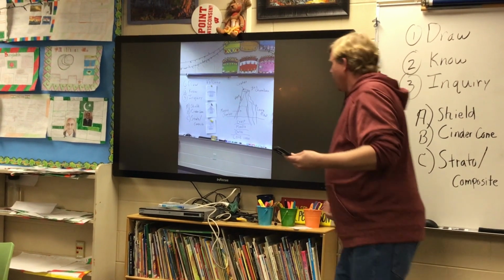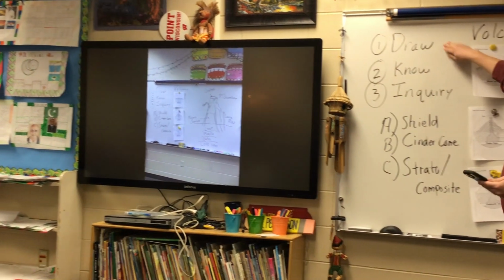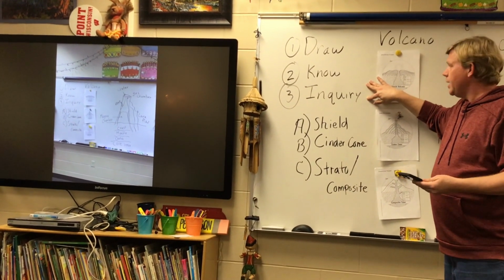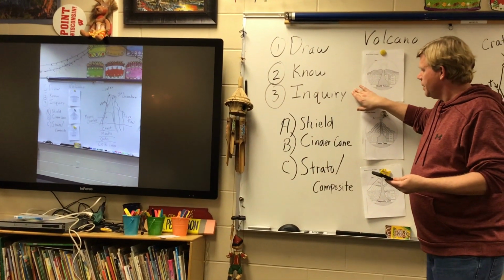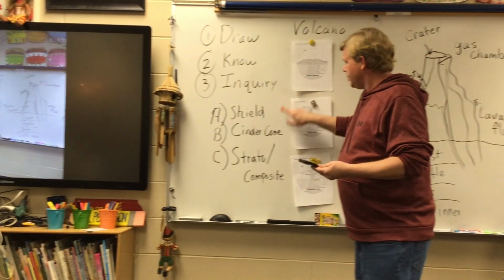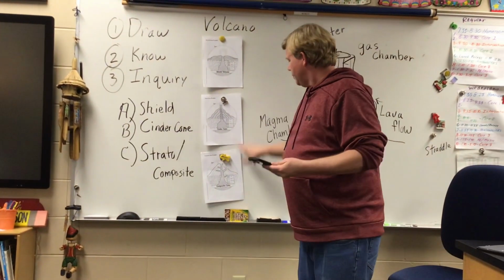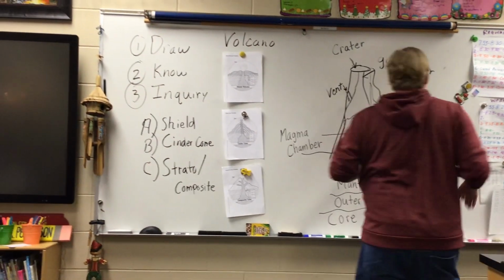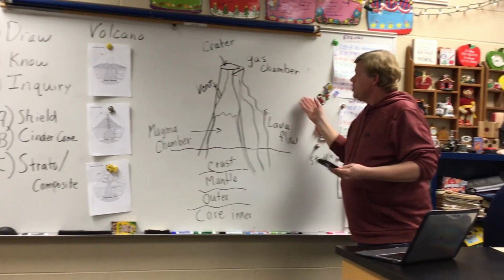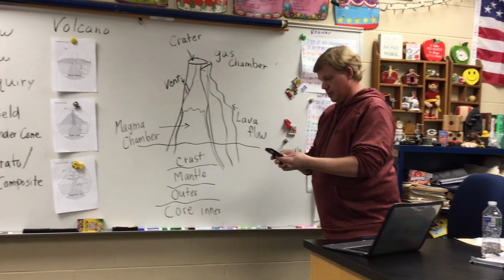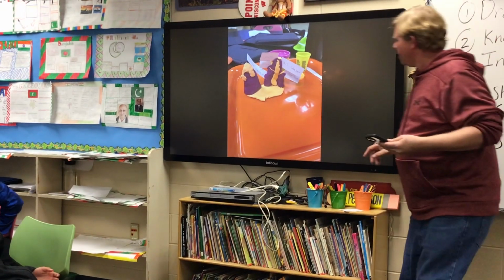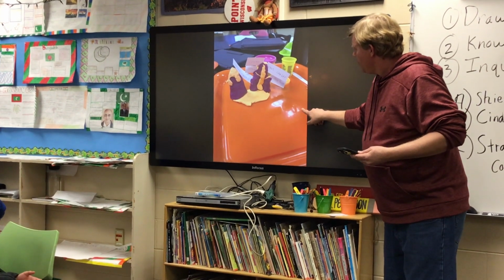On the front board, I have the students begin to draw what they know and some inquiry questions regarding the topic of volcanoes. So they have already done that. I have some other models of shield, cinder cone, and stratocomposite volcanoes for them. And then I just did a rough copy up here as they were doing their model to be able to copy some of these words down. There are 2 or 3 more examples here that were done today.